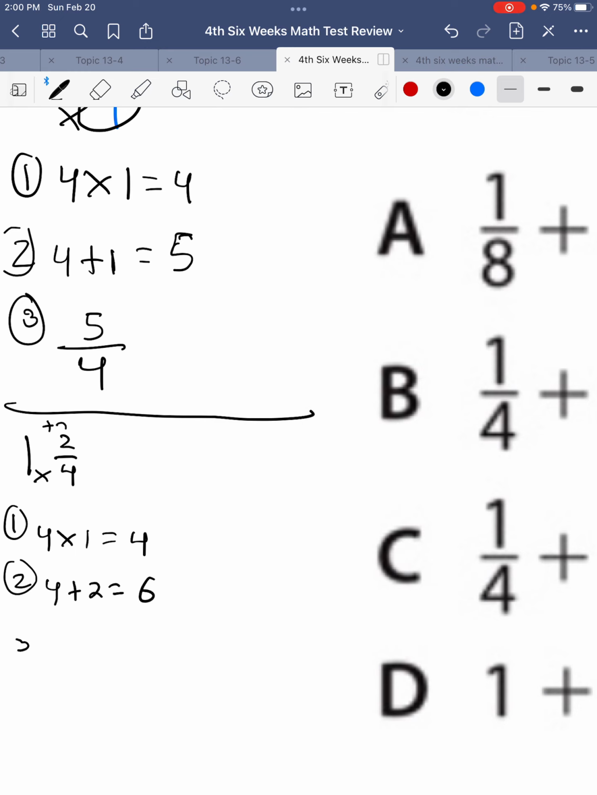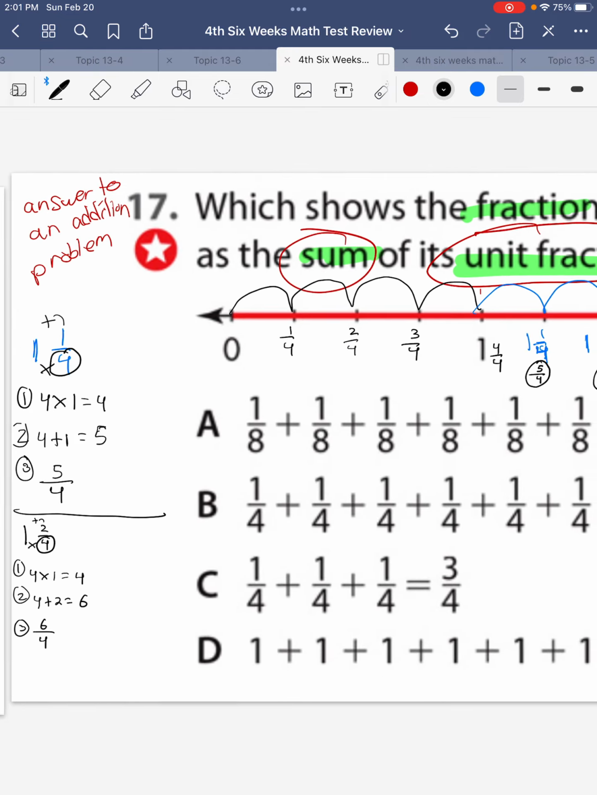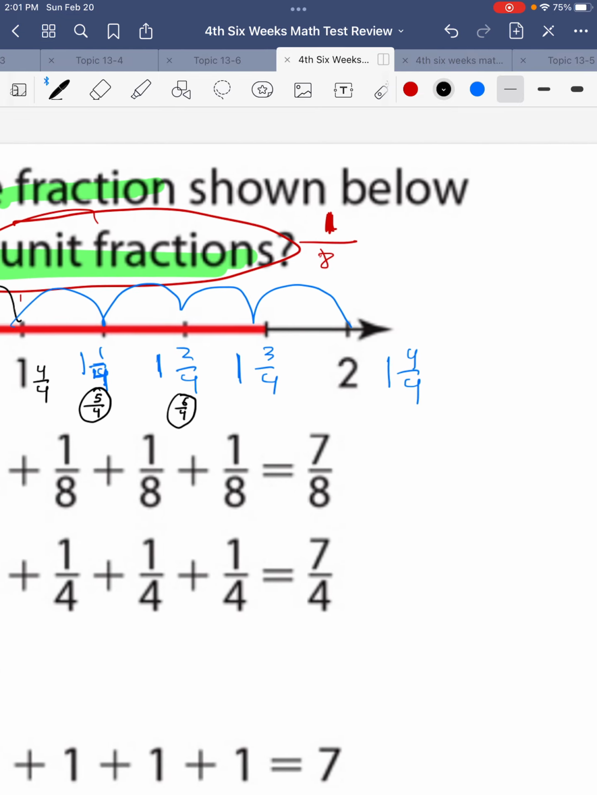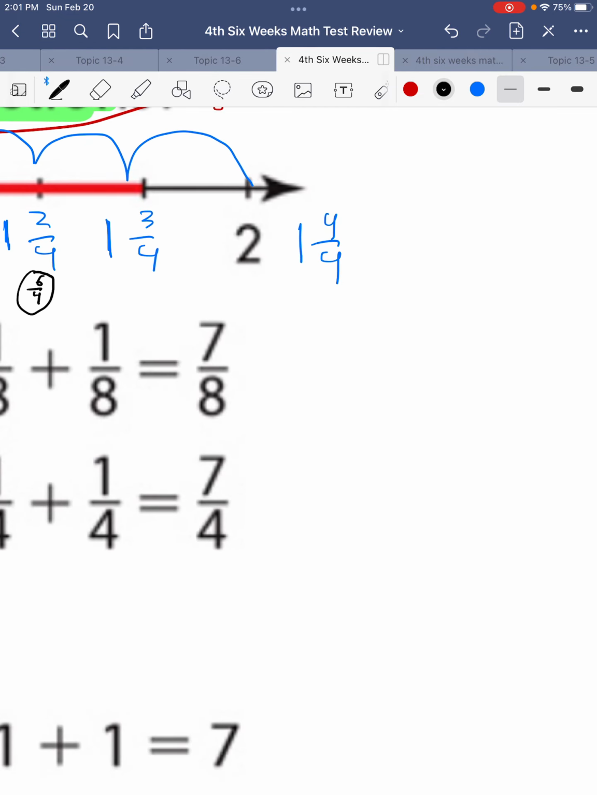So now I have 6 over 4 as my new fraction, okay? And my other one is, let me do it on this side. My other one is 1 and 3 over 4. Remember, my first step is I'm going to do 4 times 1. I get 4.